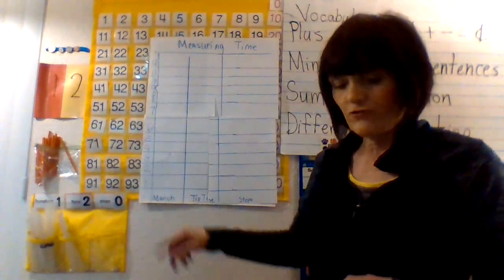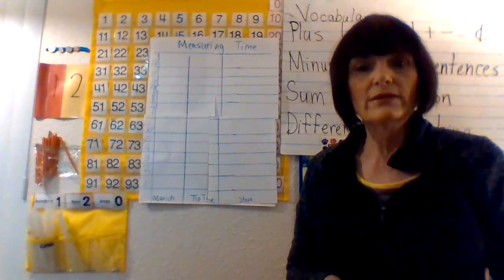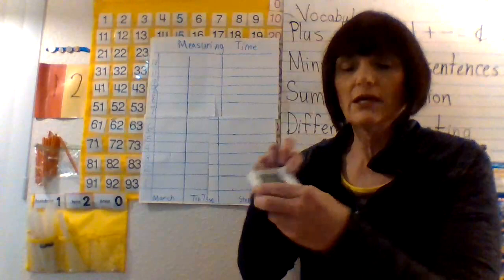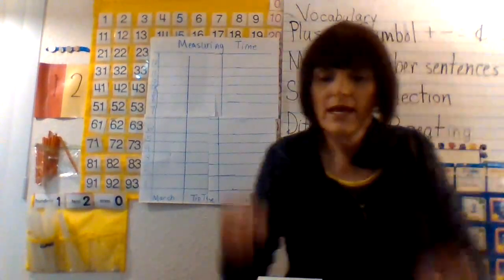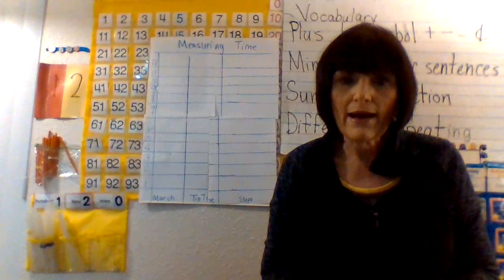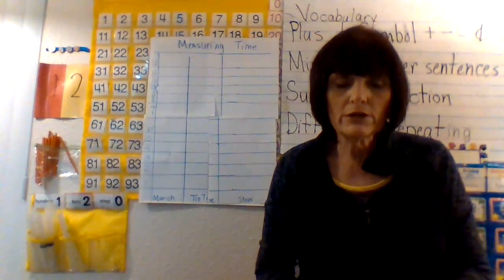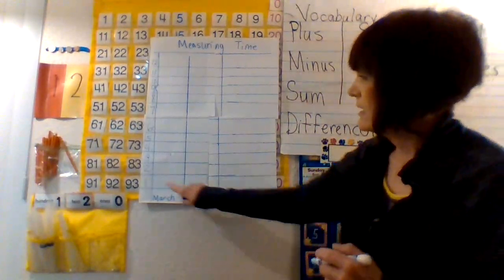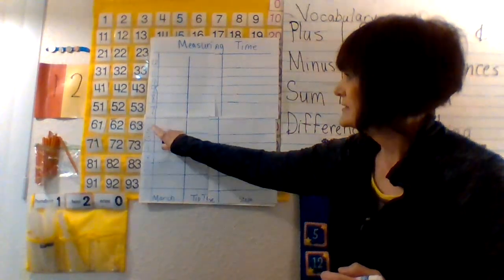I'm going to march first. Would you like to do that with me? Here we go. I'm going to start the timer. Here we go. Wow, I did 8 marches in 5 seconds. All right, so I would color 1, 2, 3, 4, 5, 6, 7, 8.